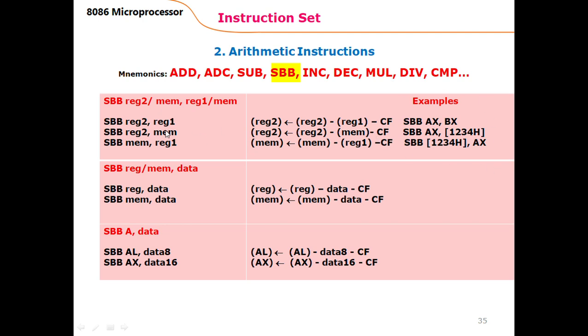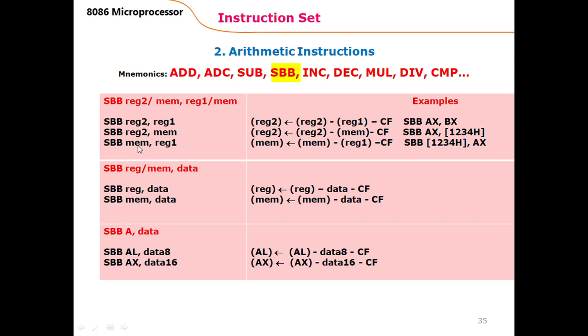This subtraction with borrow instruction is also available when the source of the value is a memory location while the destination is the register. In this case, the content in the memory location and the content of the carry flag are subtracted from the content in register 2, and the result is stored in register 2. For example, SBB AX, [1234H]. Here a 16-bit value in the data segment memory location addressed by this offset address and the carry flag are both subtracted from the AX register, and the result is stored back into the AX register.